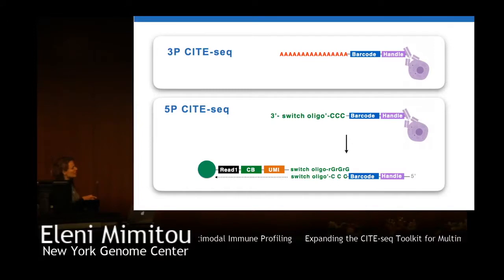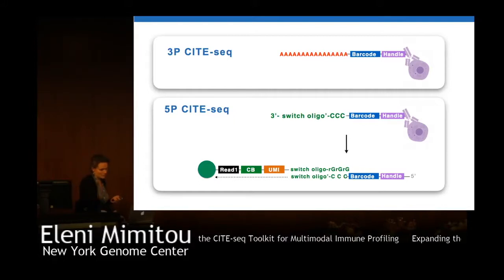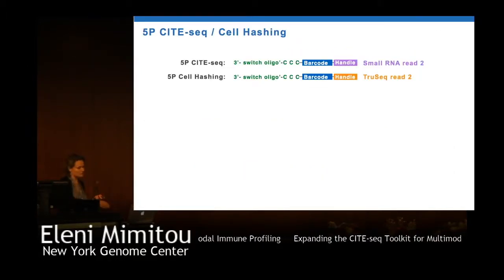So during RT, it can anneal to this part of the oligo, extend and copy the cell barcode, and this way we can make libraries of the oligos again, in a similar way to the 3' CITE-seq. And you can also imagine a similar structure for the hashing antibodies, where the oligo bound on the hashing antibody only has a handle for amplification of this.